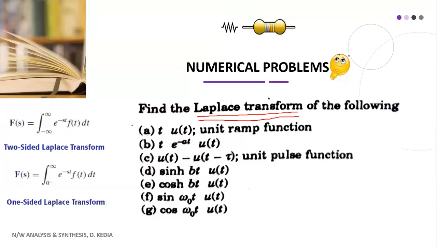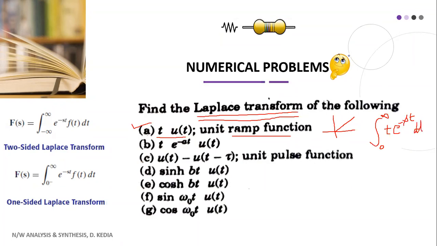So let us consider the first numerical, where we have to find out the Laplace transform of t times u(t). This is nothing but the ramp function. As I told you previously also, u(t) means unit step, and it is multiplied with t. That means your ramp function exists for t greater than 0. This is your ramp function. So here you need to apply your single-sided Laplace transform, where your limits will be from 0 to infinity. You will substitute f(t) as t, then e raised to power minus st dt.